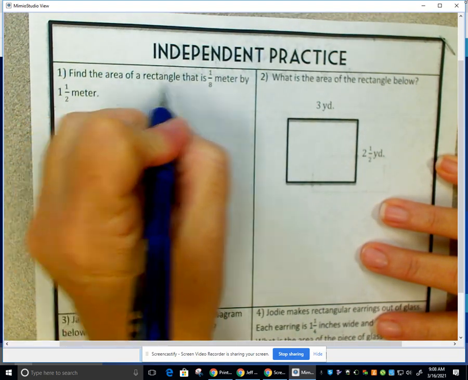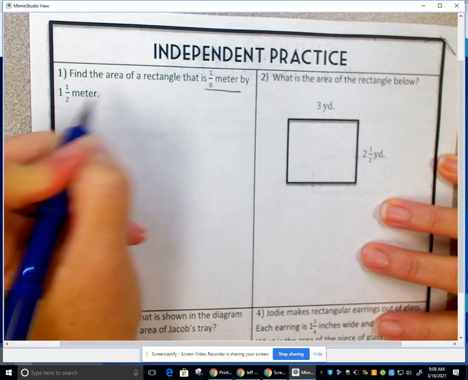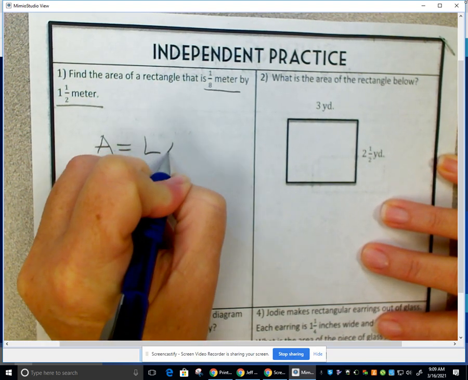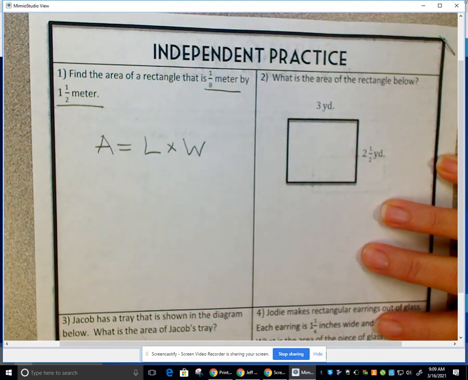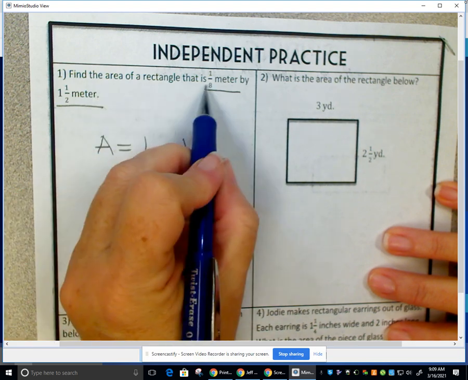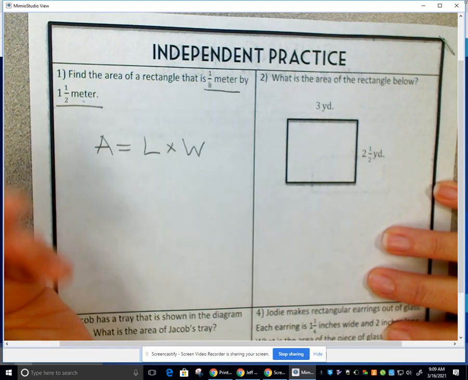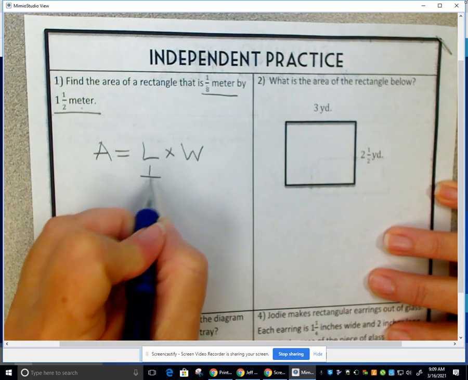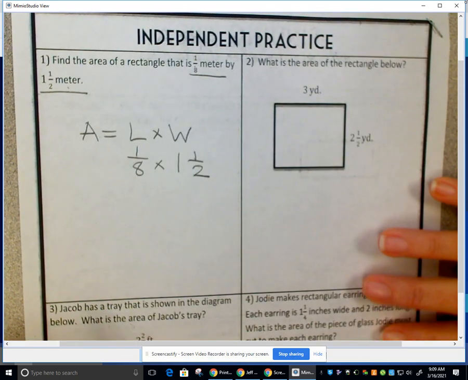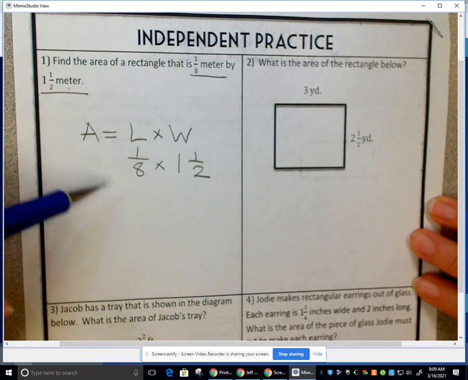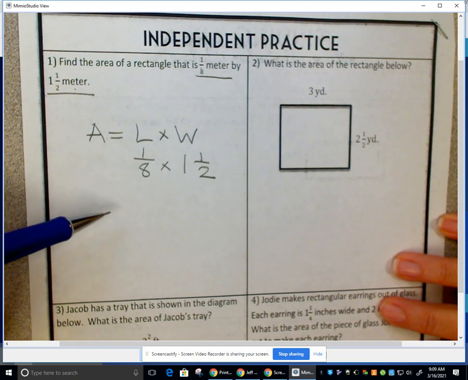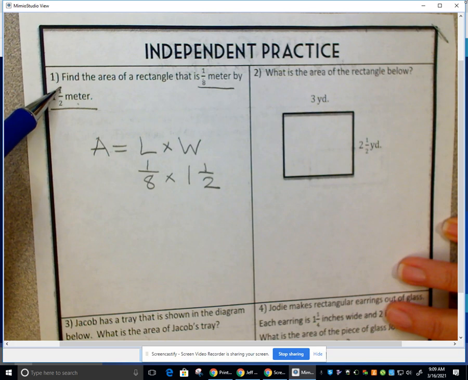Okay, this says find the area of a rectangle that is 1/8 meter by 1.5 meter. Area equals length times width. And they don't tell me which is which, so I'll just choose one. I'll let 1/8 go here and 1 1/2 go here. Now, this should be something that you can do now on your own. So I'll let you do this one and you can send me your answers. This one will be number 1.